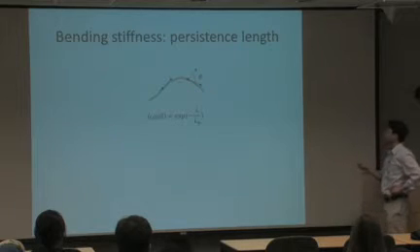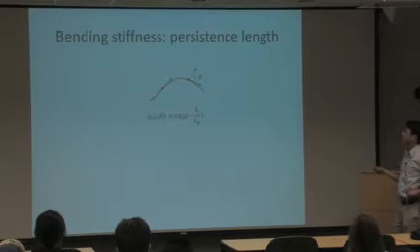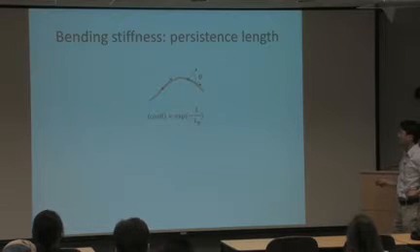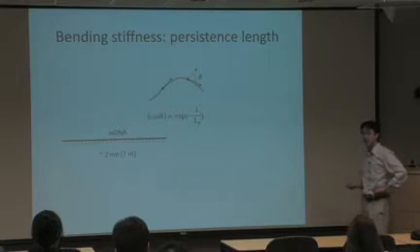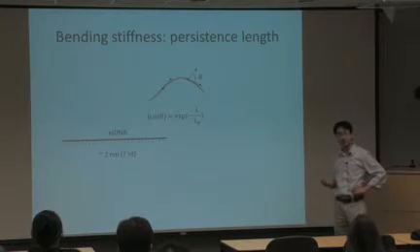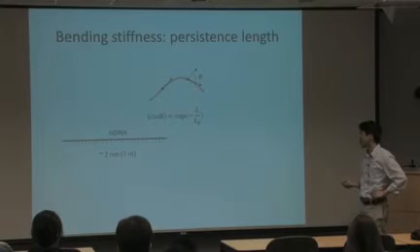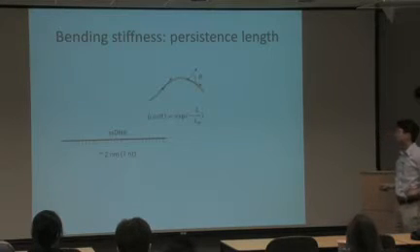Okay? So L is a contour length between the 2 points, and LP is a persistence length, which is the property of the polymer. Just to give you some examples, a single-stranded DNA is known to be very flexible. So that means it has a very short persistence length, which is about 2 nanometers. And that corresponds to 7 nucleotides.